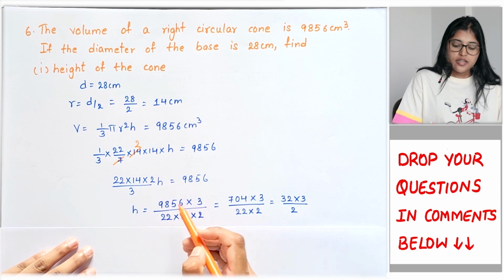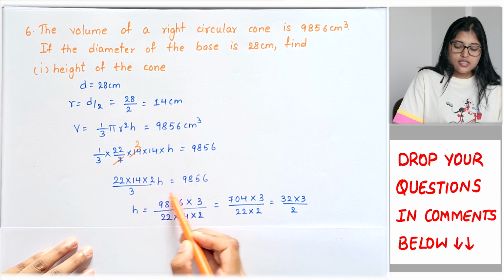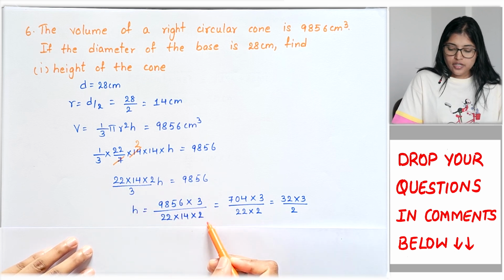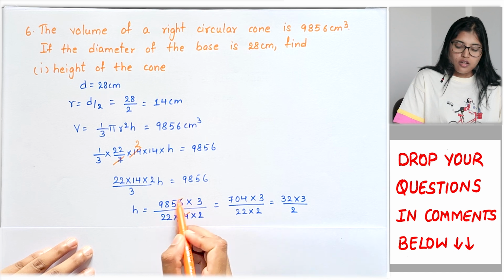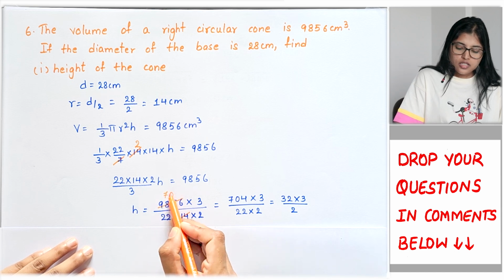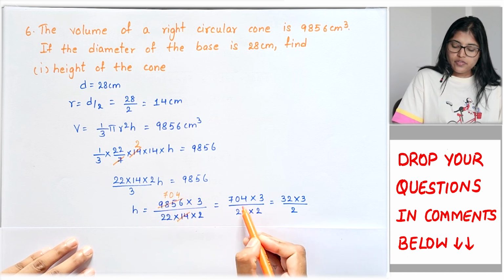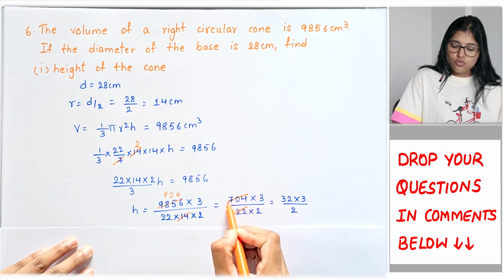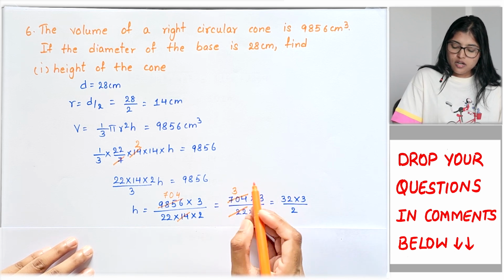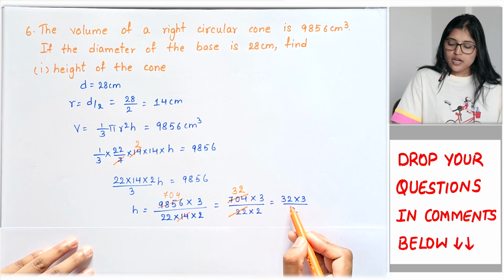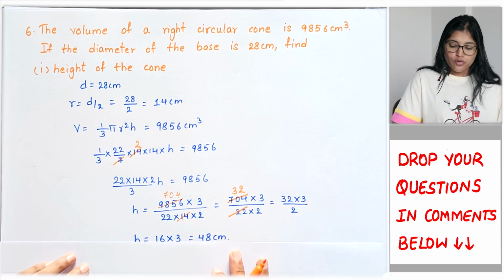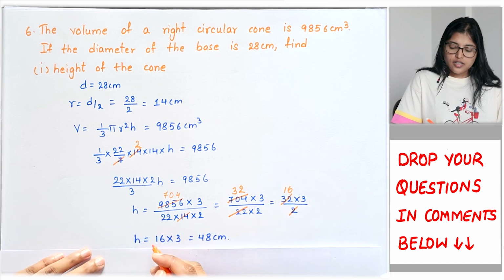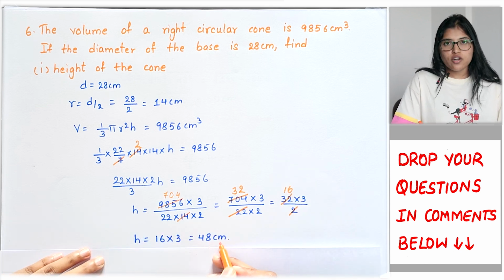Making h the subject gives me 9856, 3 goes to that side and goes to the numerator, and the rest of it comes to the denominator. Here 14 into 704. So I am left with 704 into 3 by 22 into 2. Again 22 thirty-twos are 704. So that becomes 32 into 3 by 2. This can be further simplified by 2 sixteens are 32. So this can be written as 16 into 3, which is 48 centimeters.